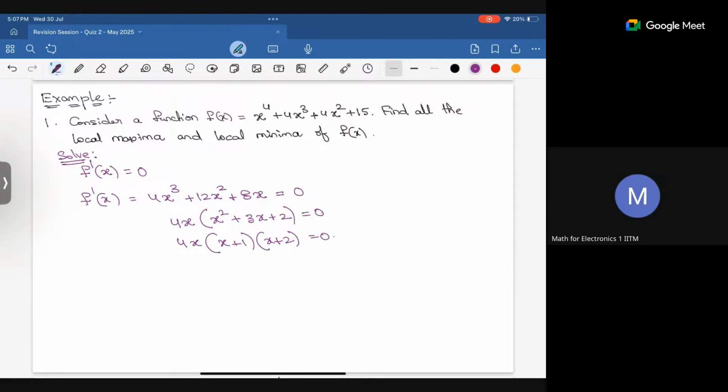So if the product of three terms becomes 0, at least one of them should be 0. Therefore, this implies either 4x is 0, which is nothing but saying x is 0, or x equals -1, or x equals -2. Right. So these are the 3 points where our f prime of x becomes 0.